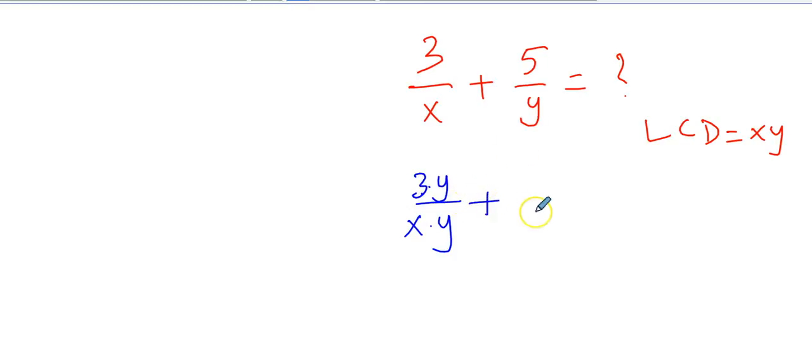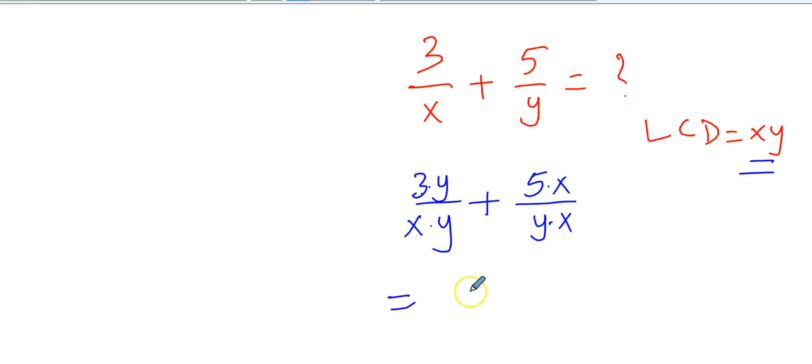Plus, over here in the second denominator I have y. This y I had to write it as x times y. So multiply y with x. Y times x is yx or xy, just the same thing. Now on the numerator, this 5 should be multiplied by x because I multiplied the denominator with x, numerator also x.